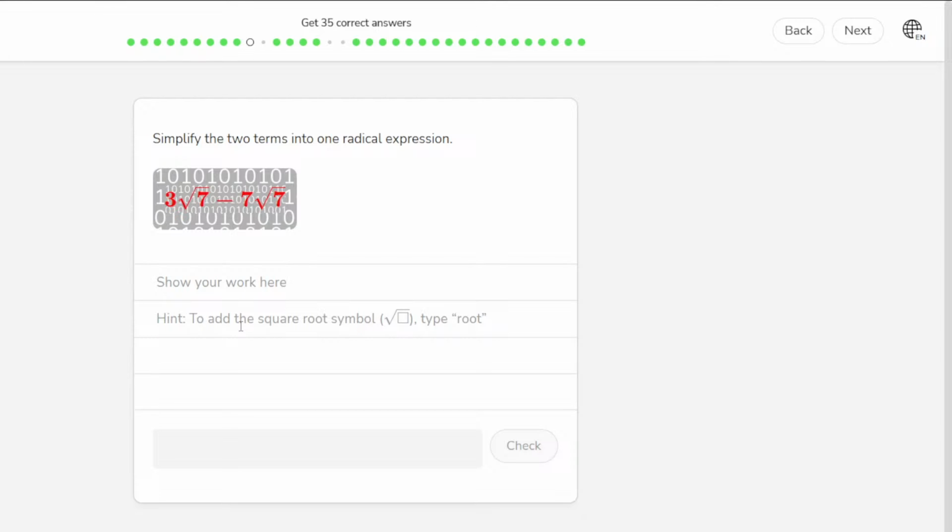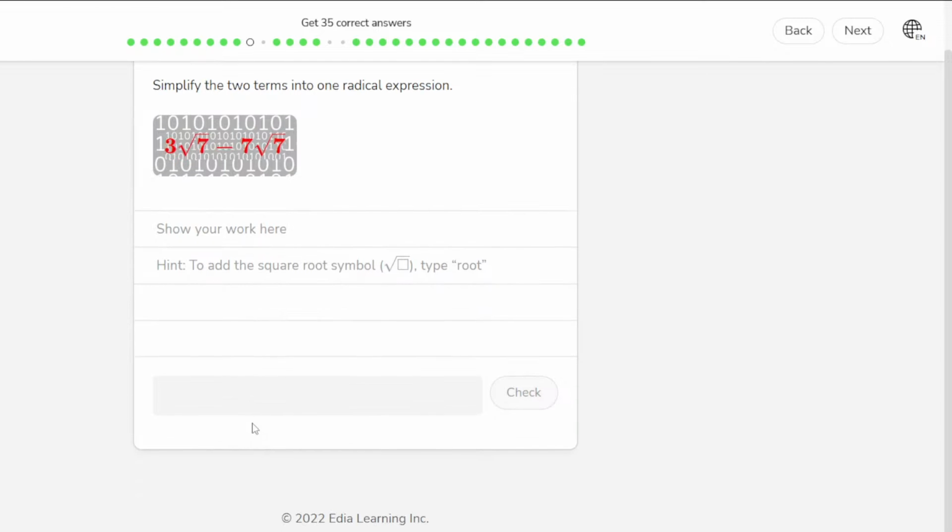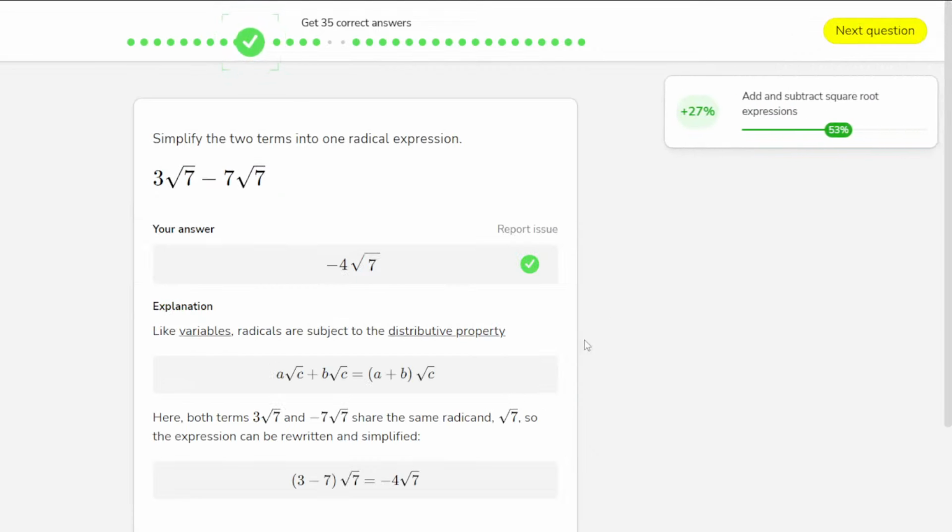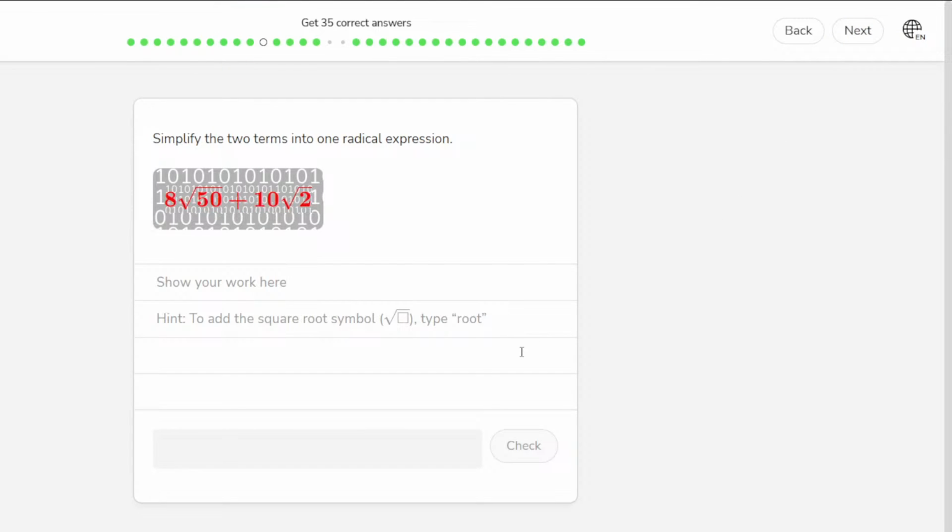3 times the square root of 7 minus 7 times the square root of 7. Is it negative 4 times the square root of 7? There's literally no way. That is so freaking stupid. I love it.